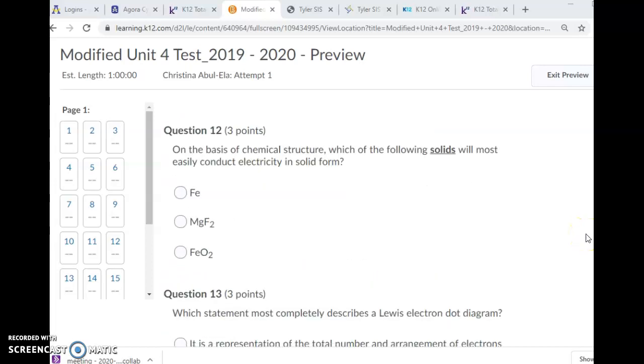Question 12. On the basis of chemical structure, which of the following solids will most easily conduct electricity in solid form? Fe, iron, MgF2, magnesium fluoride, or FeO2.